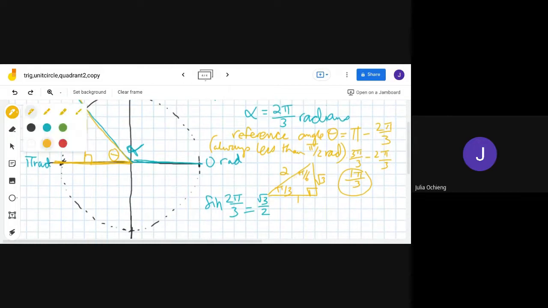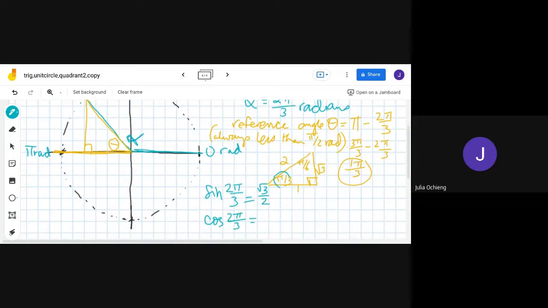So now we're going to do the cosine value. The cosine of 2 pi over 3, try and find that. If you took a look at this angle and found the cosine and used adjacent over hypotenuse, so adjacent is 1, then you would be correct to get 1/2. However, we need to fix one thing, and think about what that is.